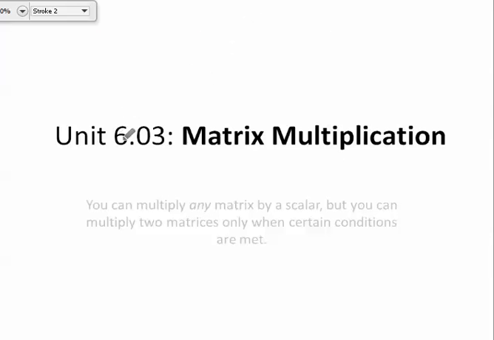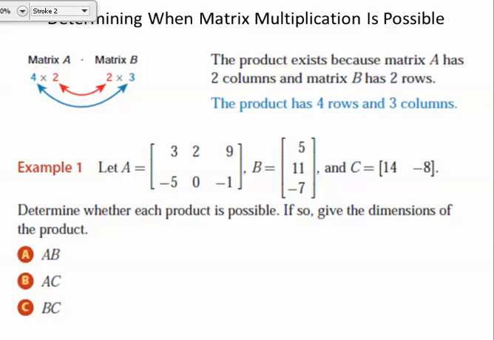Okay. Unit 6.3, we're going to do matrix multiplication today. Matrix multiplication is different than addition, where the matrices had to be the same size. Here, the matrices have to have a common internal number. This number here, this 2. So you've got a 4 by 2 times a 2 by 3. That 2 has to be the same. Your resulting matrix will be a 4 by 3 matrix.